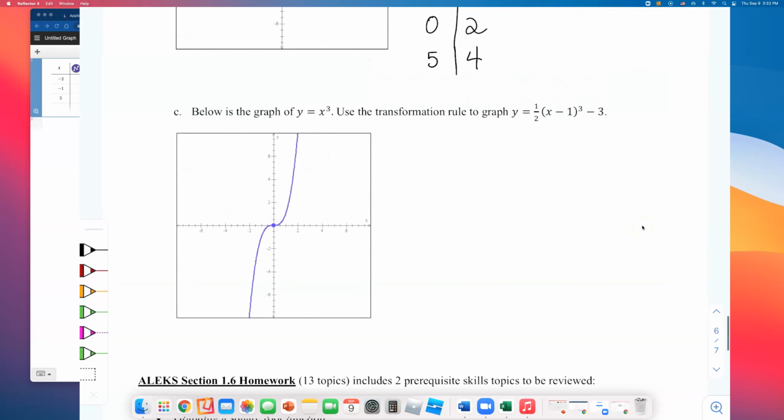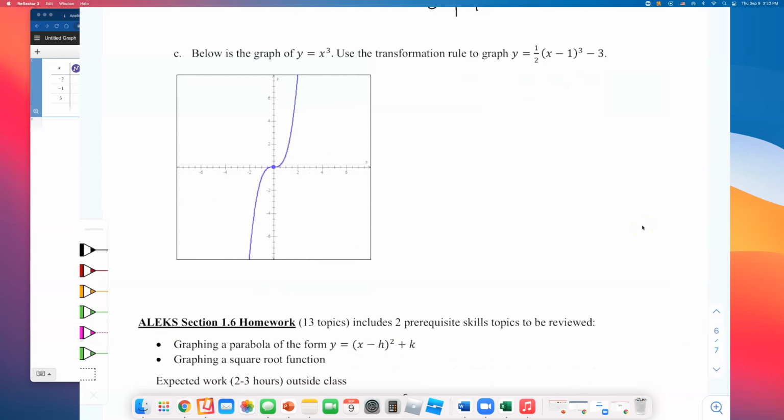But here's the very last one. Let's use the transformation rule to start that, find that first point.